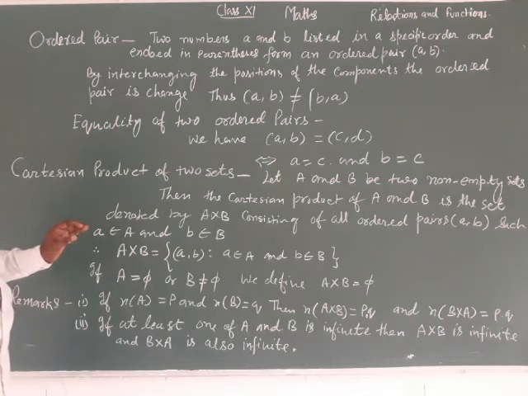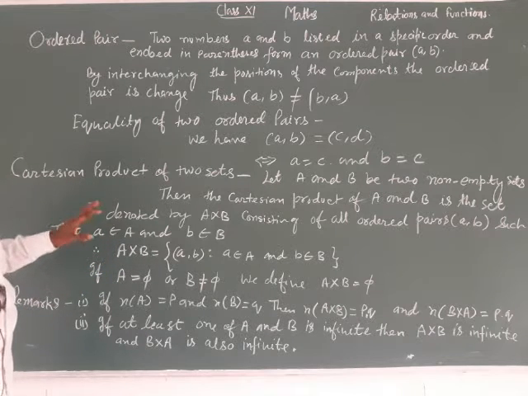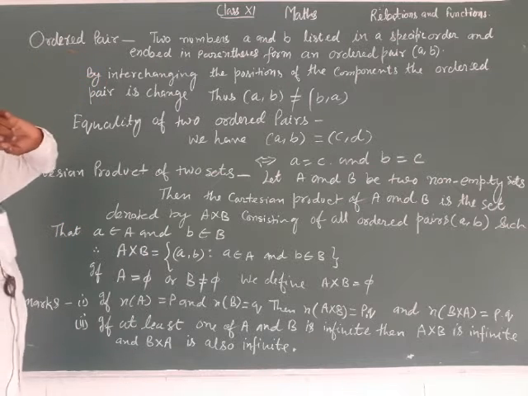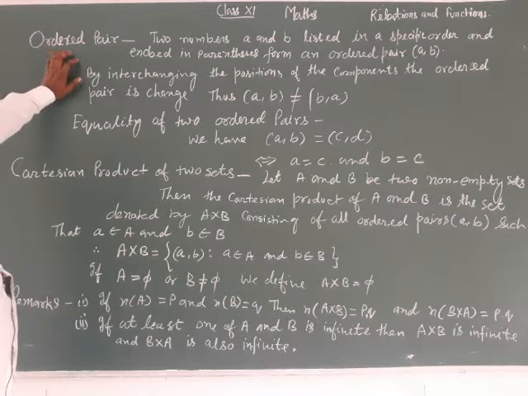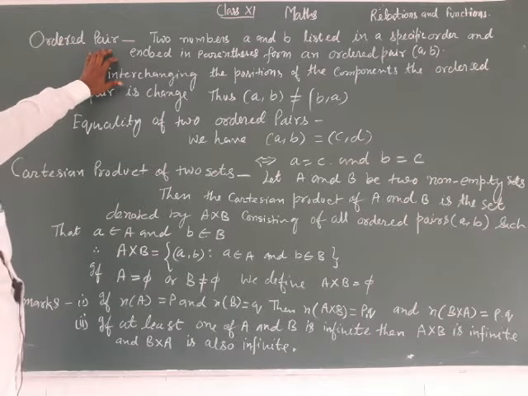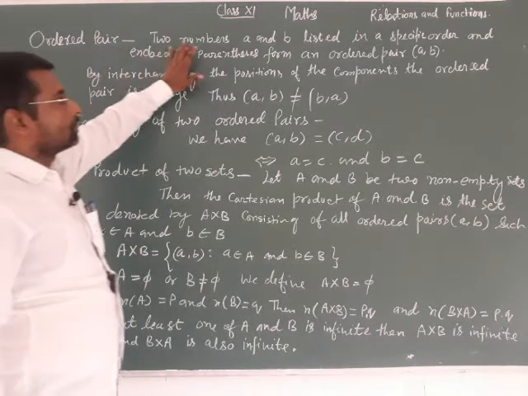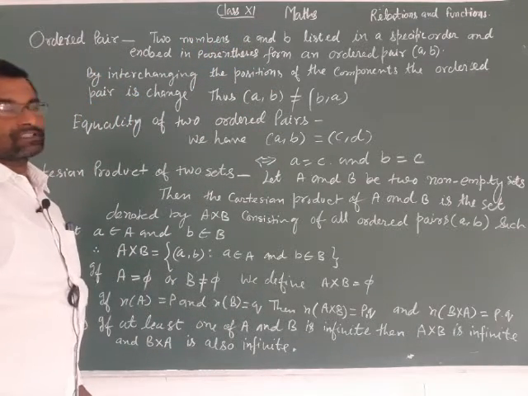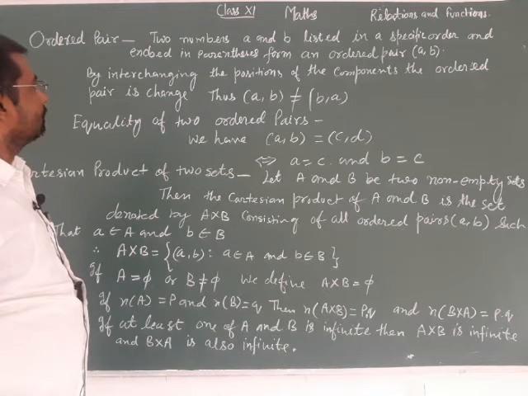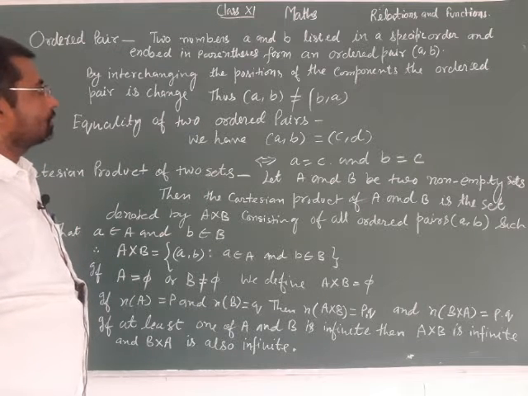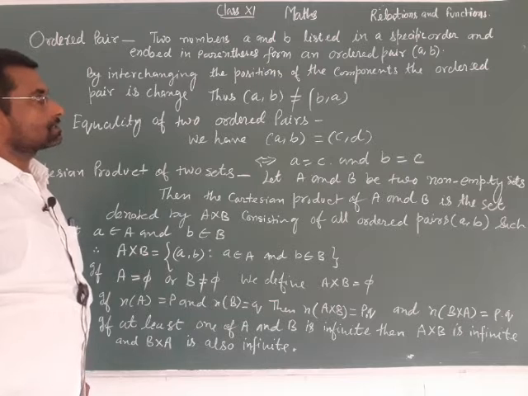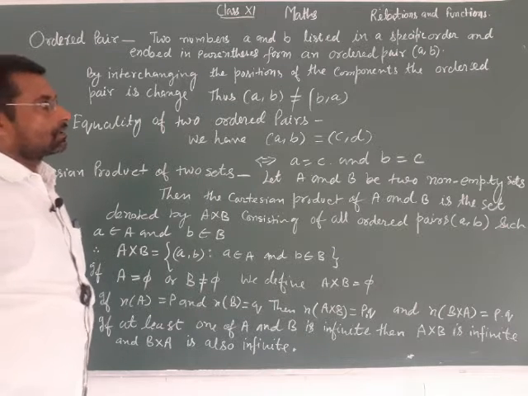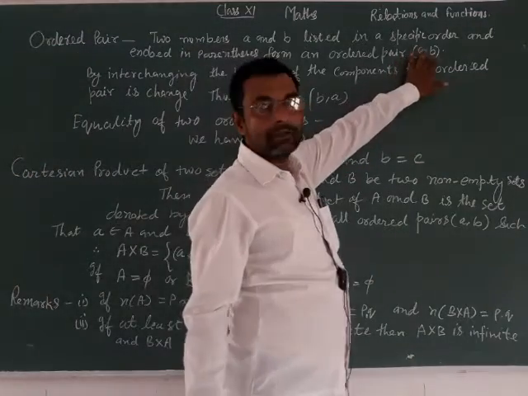Welcome back. Today I will discuss relations and functions. In relations and functions, the first topic is the ordered pair. Two numbers a and b listed in a specific order and enclosed in parentheses form an ordered pair. It is denoted by (a, b).